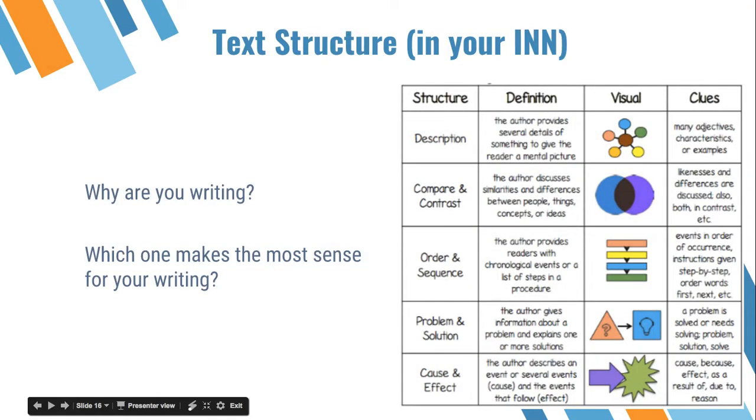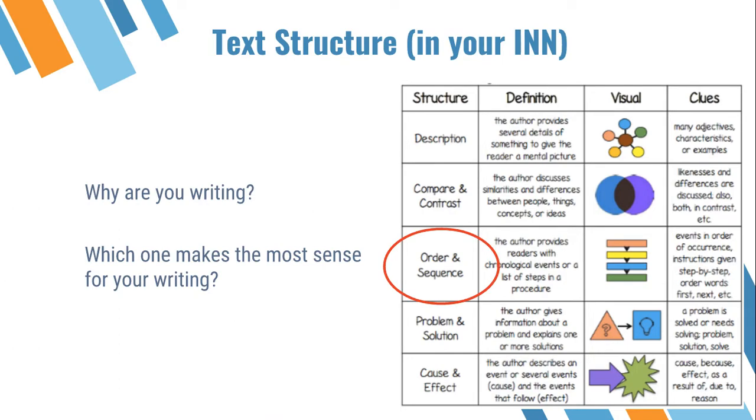Let's use another example. Let's pretend this time I'm still teaching my grandma about Pokemon, but instead of teaching her the different kinds, I actually want to teach her the history. Which one of these text structures would make the most sense for me? If you said order and sequence, you'd probably be right.